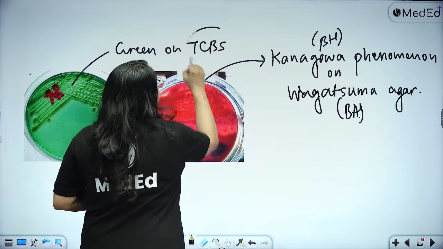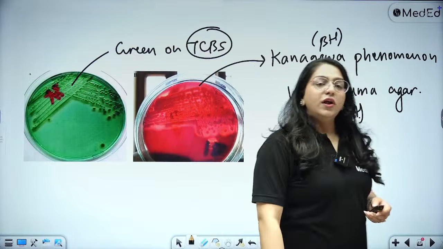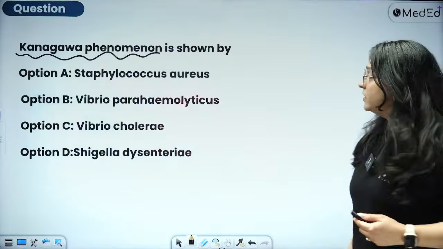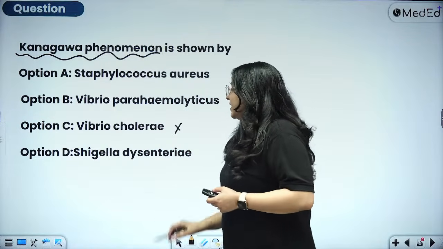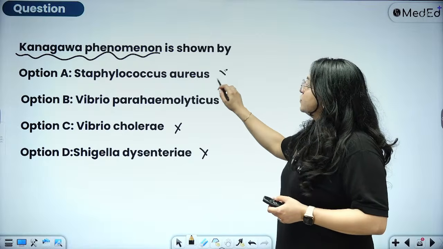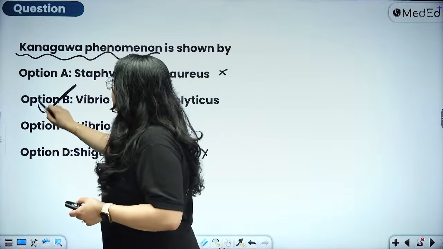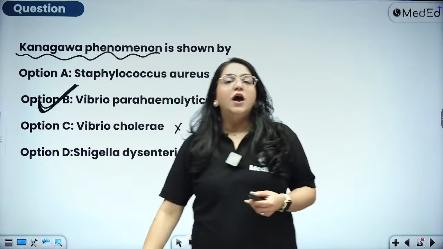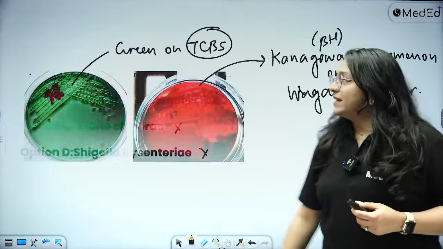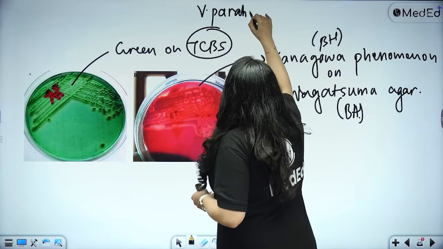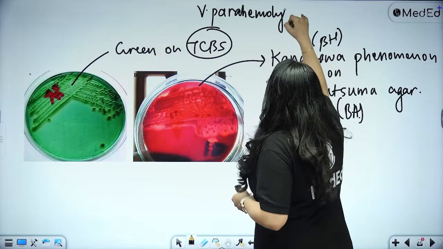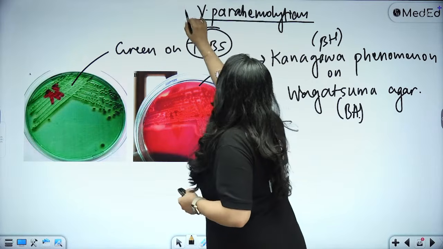Now, TCBS shows yellow colonies for Vibrio cholerae and we are talking about seafood ingestion. So, of course, Vibrio cholerae can't be true. Shigella dysentery is not true. Staph aureus is not true. Vibrio parahemolyticus, Kanagawa phenomenon on Vagatsuma agar. What else is true about Vibrio parahemolyticus?